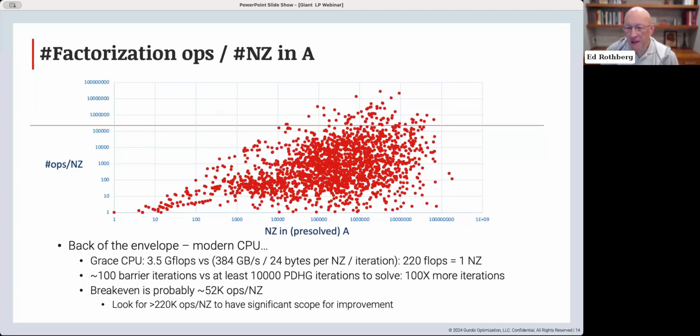So, bottom line, for PDHG there's probably not a lot of scope for the broad set of models that we solve regularly, but there are definitely a significant number of models where there is some scope, and there are probably models that aren't in this set where there's potentially even more scope.